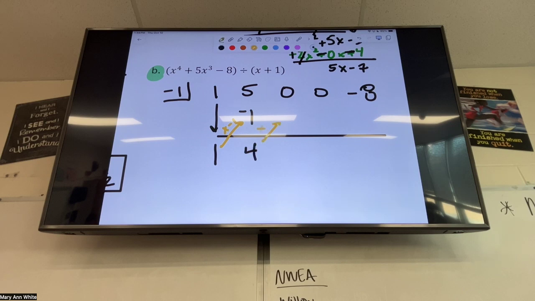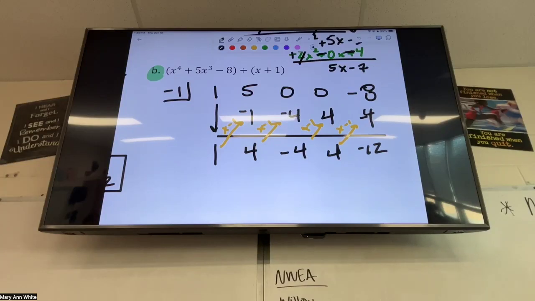Times -1 again. That just stays -4. Times -1 again. There goes the 4. Goes to +4. And it stays at +4. And then times -1 again. -4 becomes -12.